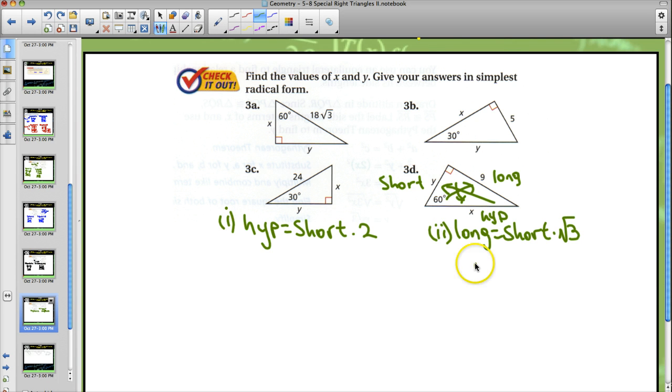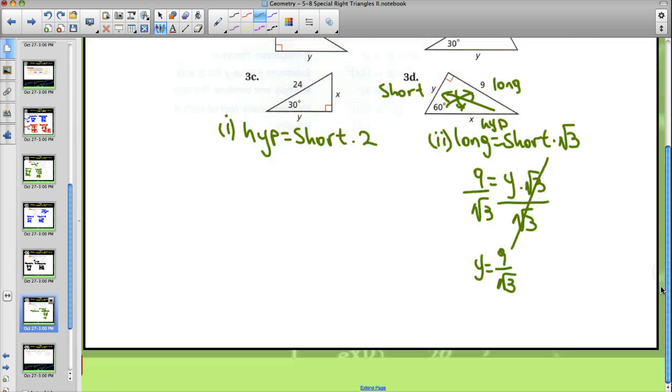So long in this case is 9, is equal to short, which is y, times radical 3. Divide both sides by the square root of 3. I get radical 3 canceling out. Y is equal to 9 over radical 3. We know from previous examples that we can't leave the fraction written in this form. That's not simplest radical form. So we have to simplify it by multiplying by the square root of 3 over the square root of 3.